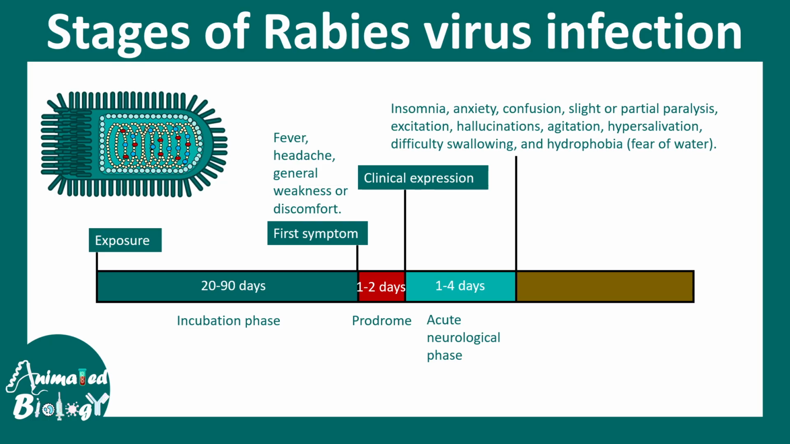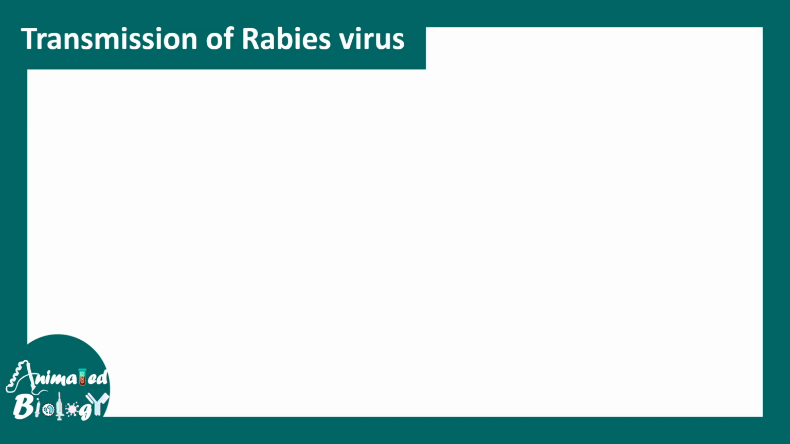After this acute neurological phase, there is a phase which ultimately leads to death. It lasts for only 1 to 7 days. The patient might end up in a coma and eventually die. So if not taken care of, this is the normal trajectory of the viral infection.